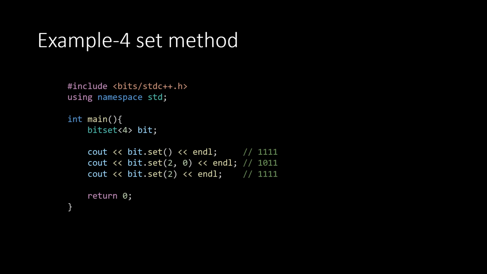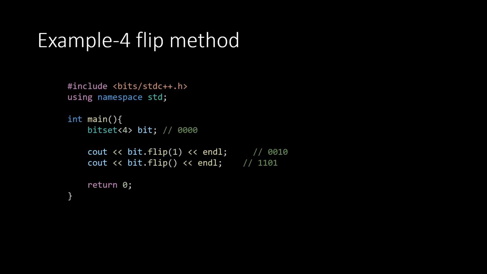In the second line, I try to set a particular index. Here I try to set the second index to 0. So it will convert the second index from 1 to 0. Next, I try to set the second index again, but rather than giving comma 0, I just set the second bit. So it will convert this into 1.